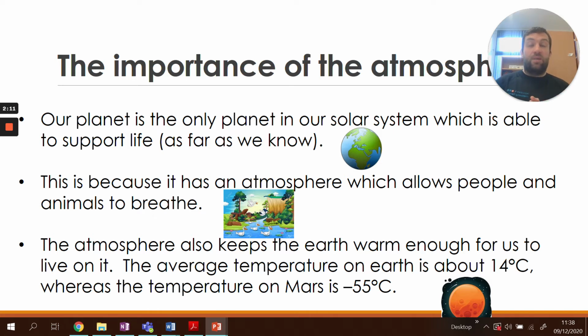Basically, the atmosphere keeps us warm enough. If we compare ourselves to Mars, our atmosphere keeps us at about 14 degrees Celsius. Mars doesn't have an atmosphere. You can't breathe in it, there's no oxygen, and the average temperature of Mars is minus 55 degrees Celsius. So hugely different temperatures based around our atmosphere.